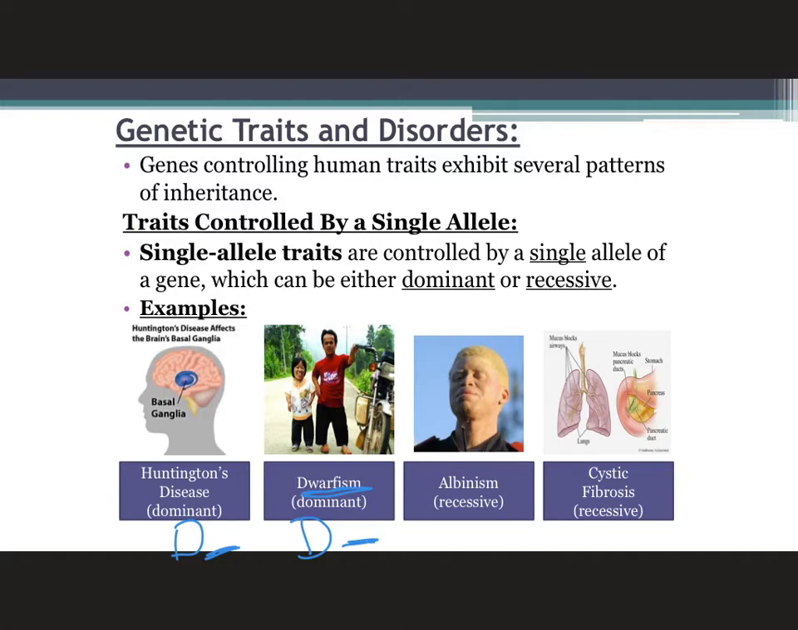Albinism and cystic fibrosis are both recessive traits, which means they have to be lowercase, which means that each parent would have to at least be a carrier in order to pass that trait on to their offspring.